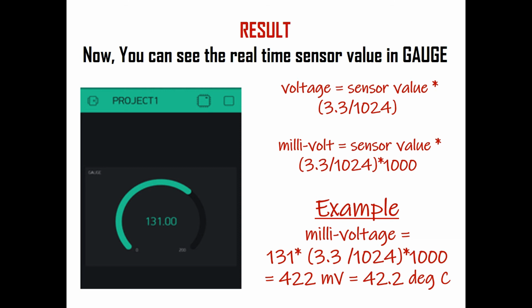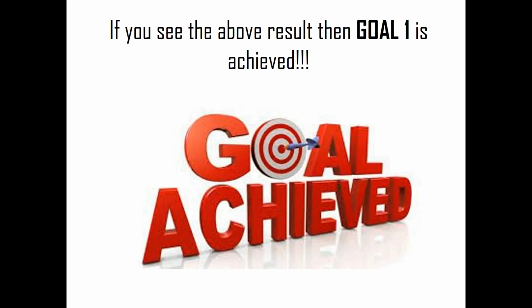Usually, the linear scale factor for the LM35 temperature sensor is 10 millivolts per degree Celsius. So the temperature is equal to 42.2 degrees Celsius. To make it simple, I have not included these calculations in the program. If you need, you can include it. If you are not getting the reading, check your internet connection or disconnect the Node MCU and connect again. Now check the port and upload the program again. You will get it. If you are seeing the above result, you are fantastic. Then goal 1 is achieved.